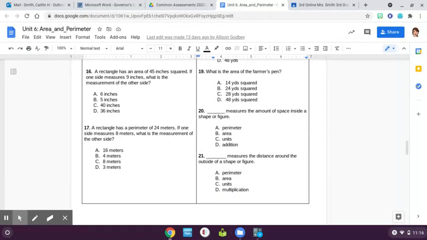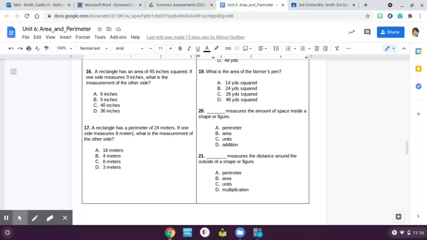Question 17. A rectangle has a perimeter of 24 meters. If one side measures 8 meters, what is the measurement of the other side? So if we know it's a rectangle and one side is 8 meters, we know the opposite side is going to be 8 meters. 8 plus 8 is 16. Okay, so to figure out this problem, I'm going to have to figure out the missing side. Let me see if I can draw.